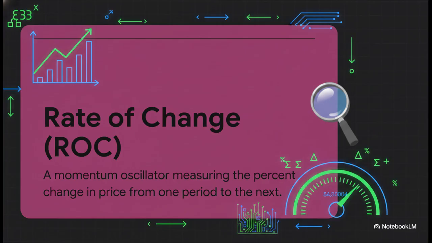Developed way back in the 1950s by Fred G. Schutzman, it's what we call a pure momentum oscillator. It measures the percentage change in price from one period to the next, which essentially reveals the actual speed of those price changes. Think of it like looking down at the speedometer of the financial markets.